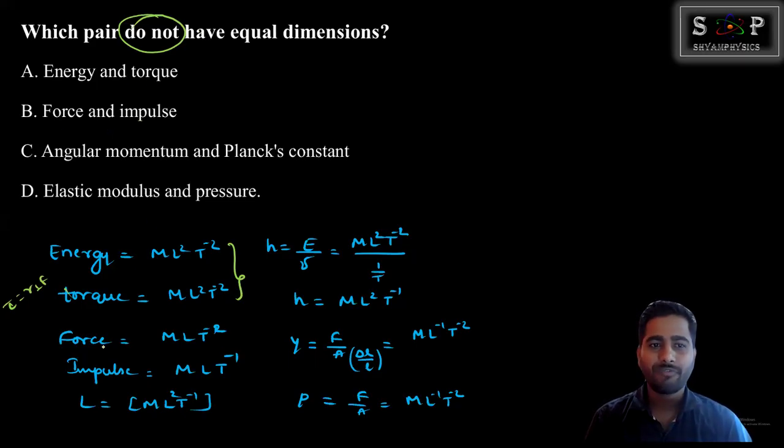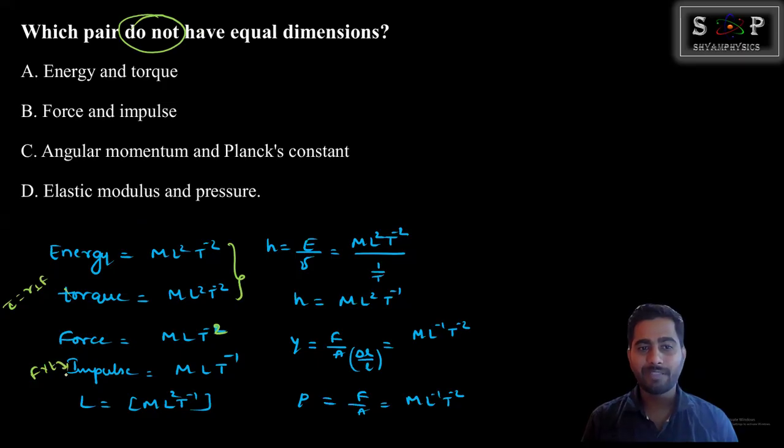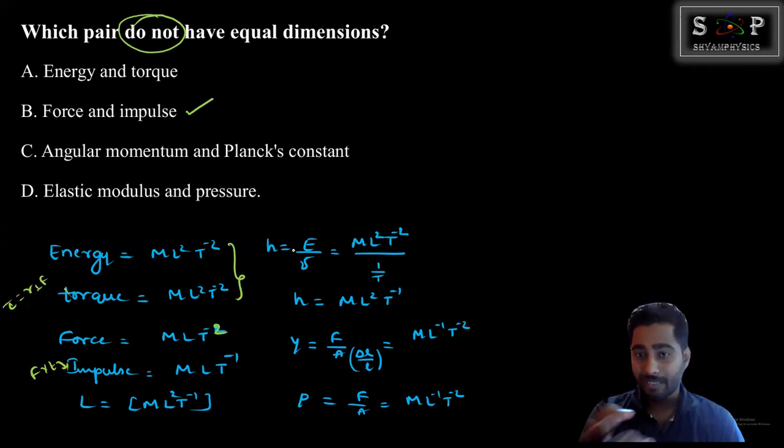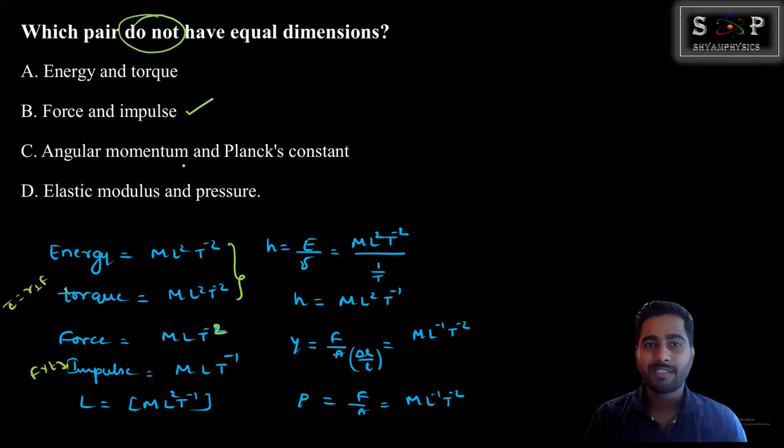Force and impulse. Force is M L T to the power minus 2. Impulse is force into time, so here we'll get M L T to the power minus 1. One more time factor we're going to add. Correct now? So these two do not have the same dimension. Next, angular momentum and Planck's constant. In the last question we solved angular momentum and Planck's constant. These two carry the same dimension.